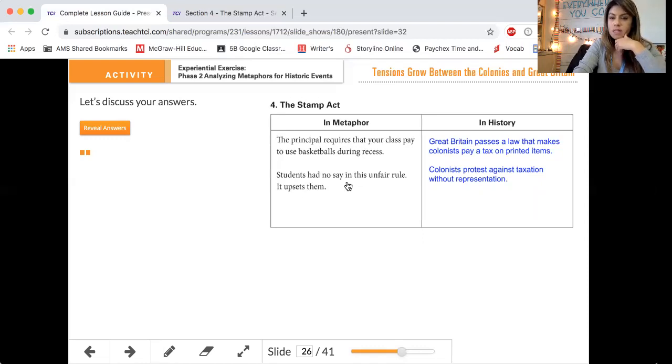For the metaphor, students had no say in this unfair rule. It upsets them. Again, students are the colonists. They protest against taxation without representation.